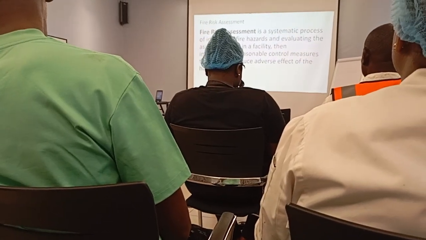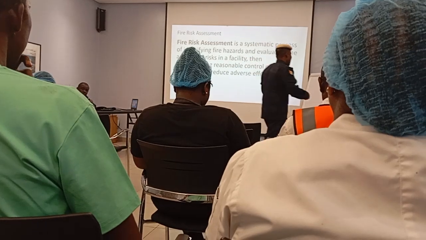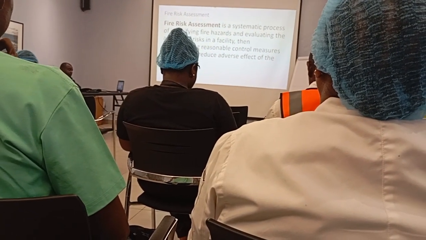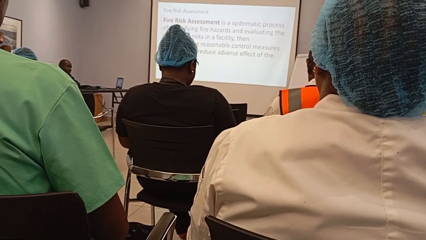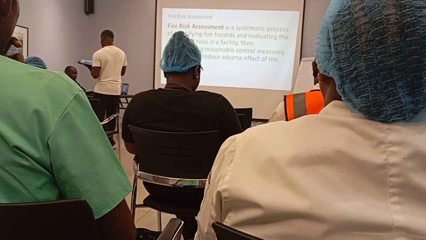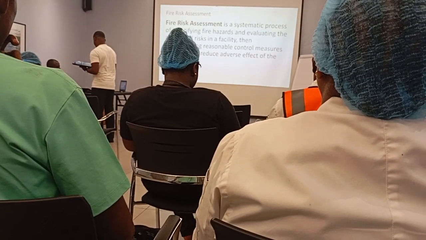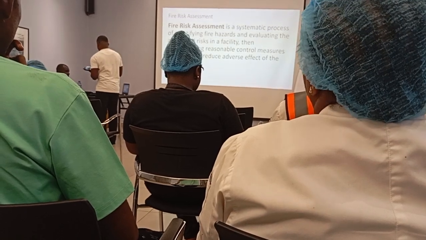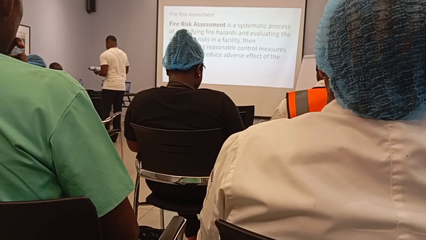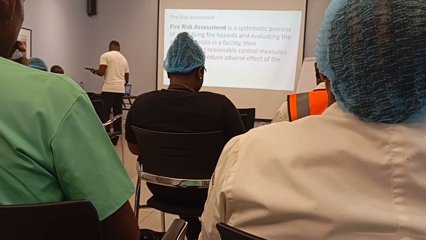To reduce the adverse effects of the hazards. For example, I come to this place, I see 50 liters of fuel here, that's petrol. And then I see an electric kettle here. I see a gas cylinder there. But this place is supposed to be electrical. What do I do? It's either I remove some of the hazards or I remove them completely. You either reduce or you completely eliminate.